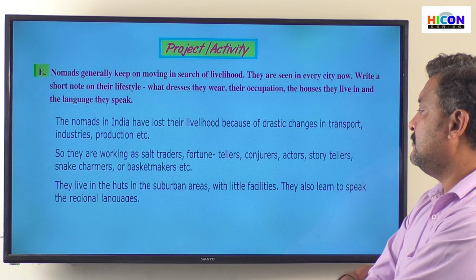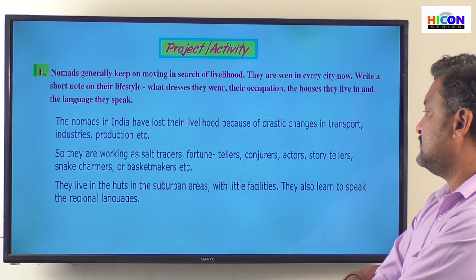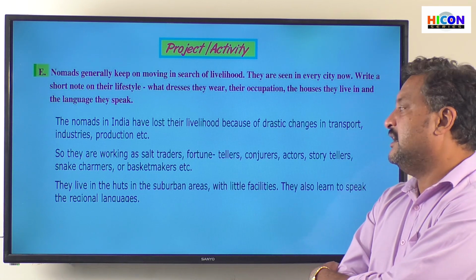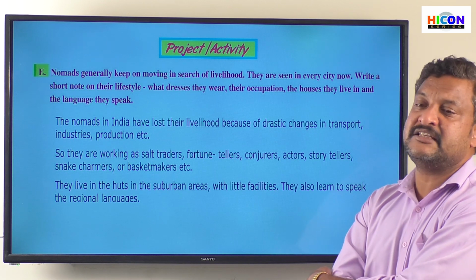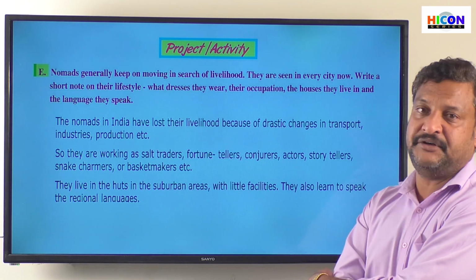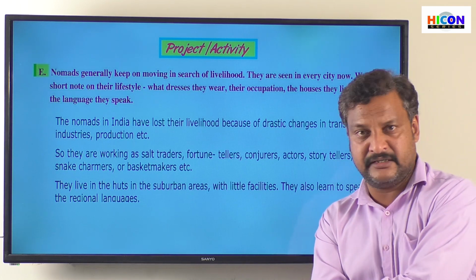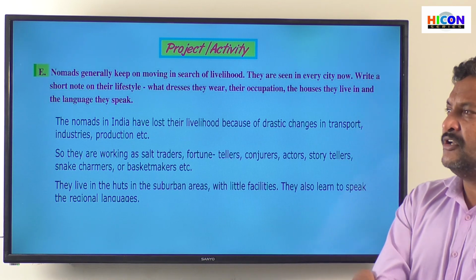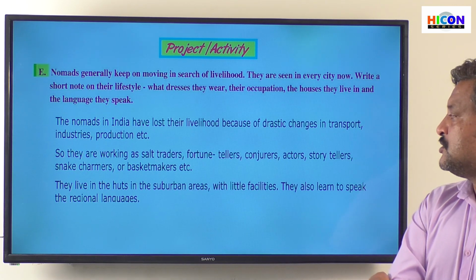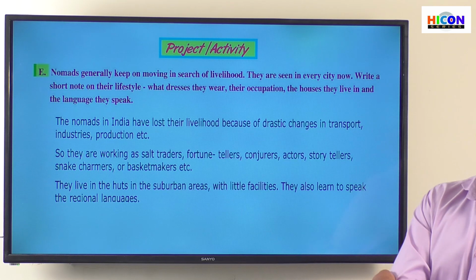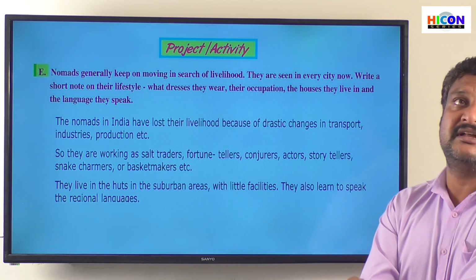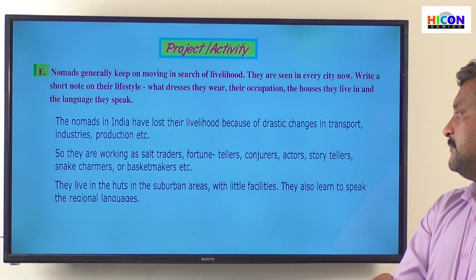They live in huts in the suburban areas with little facilities. They also learn to speak the regional languages. So they live in huts in the suburban areas. Suburban areas means what? The outskirts. Not in the cities, not entirely left off from the city, but very close to the city, but not inside the city. Right? So to make huts and live there will be comparatively cheaper. So they live in the suburban areas with little facilities. They may not have all the facilities that they used to enjoy earlier, but still they live there.